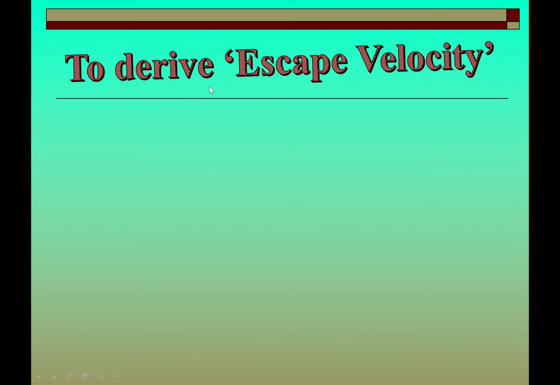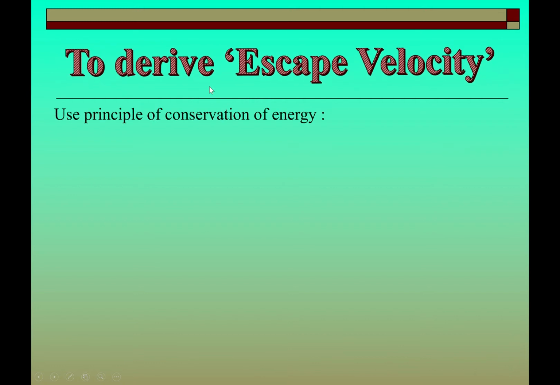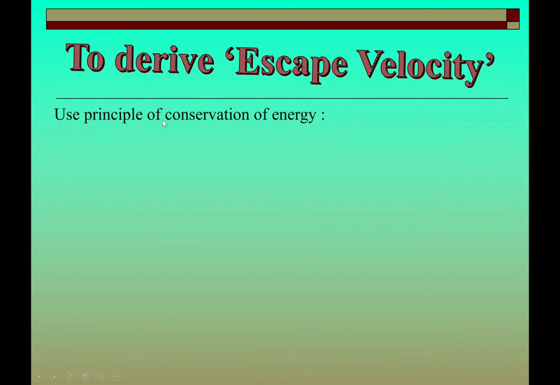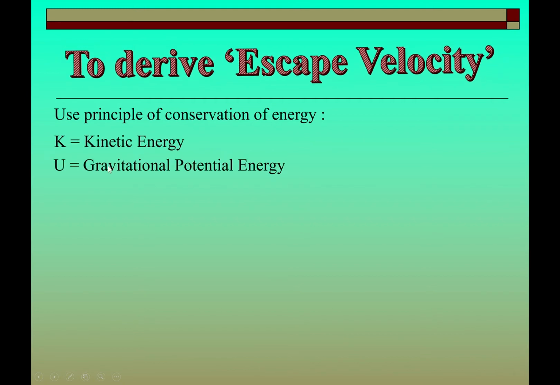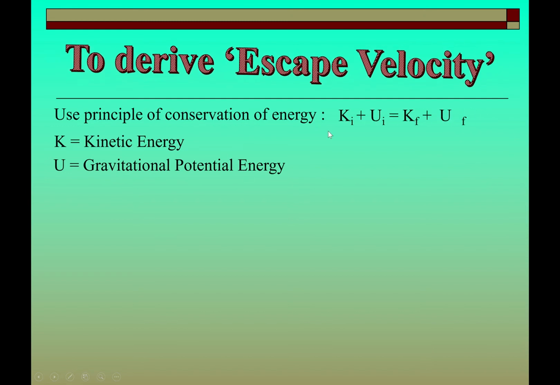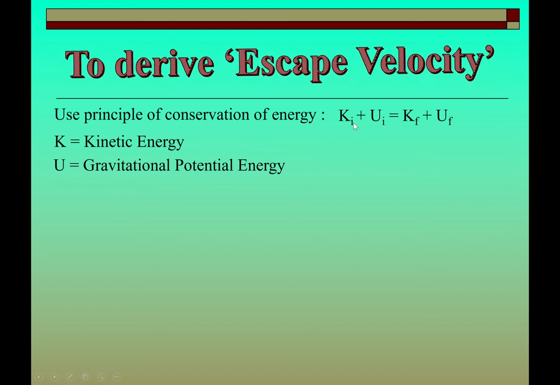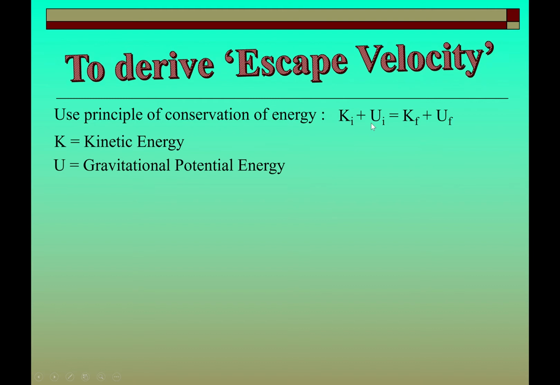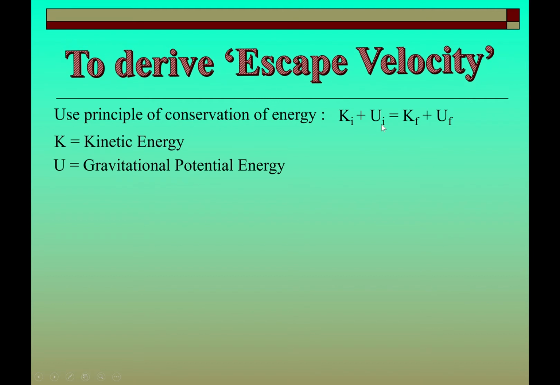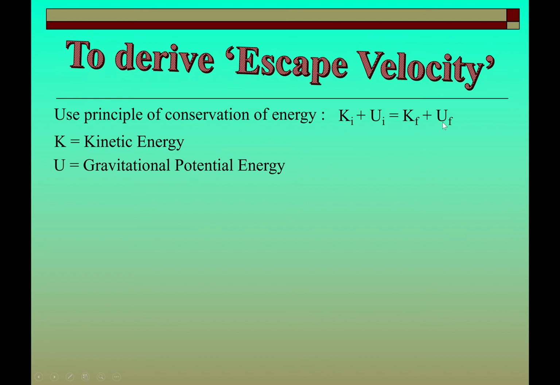Next, we are going to derive escape velocity. We are going to use the principle of conservation of energy. K represents kinetic energy and U represents gravitational potential energy. The total of initial kinetic energy plus gravitational potential energy equals the total of final kinetic energy plus the gravitational potential energy.